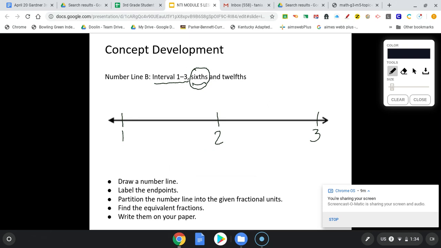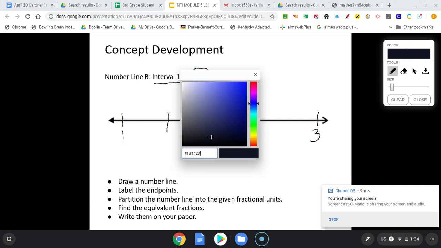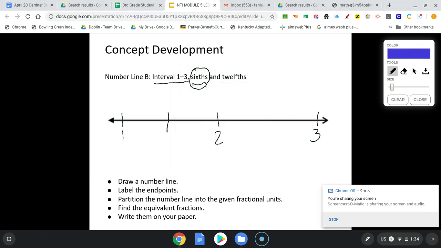All right, so I'm going to do sixths. Sorry, guys, I was going to change the color. Let me try that again. There we go. So sixths. So there's half, and then there's 1, 2, 3, 4, 5, 6. Now we have to partition this side into 6. So I'm going to start with half and then 3 on each side. 1, 2, 3, 4, 5, 6.